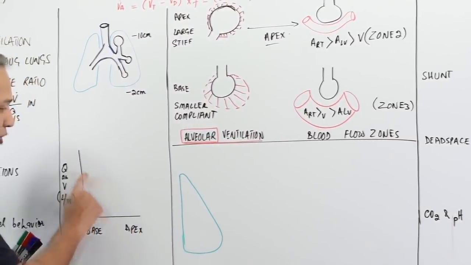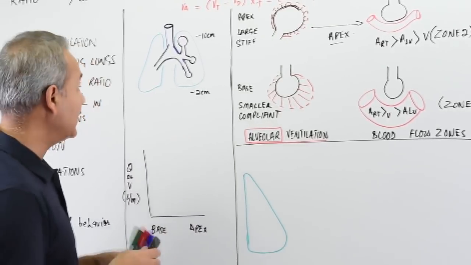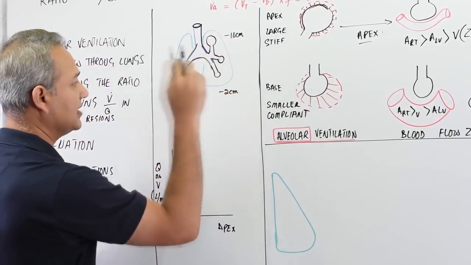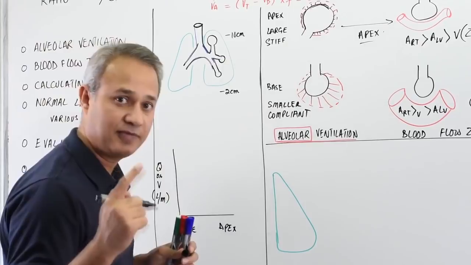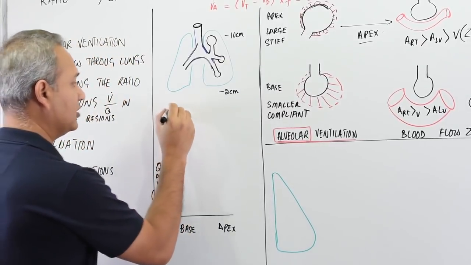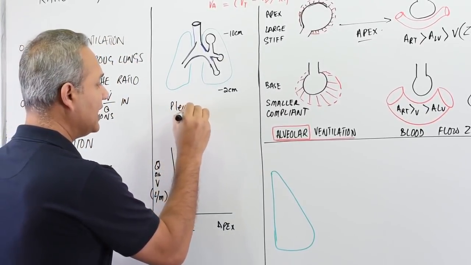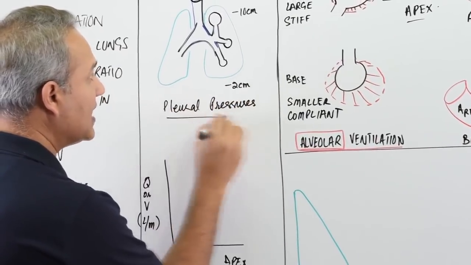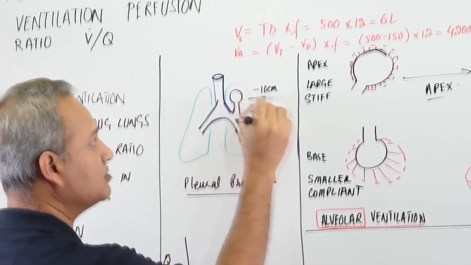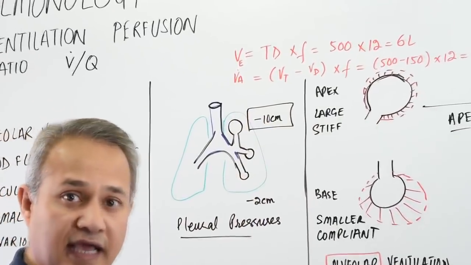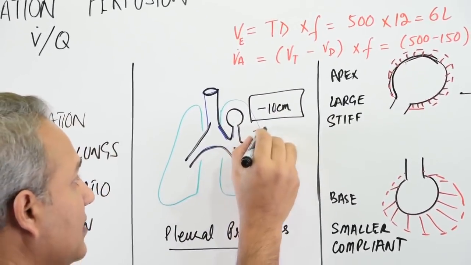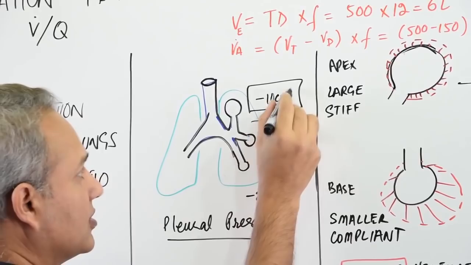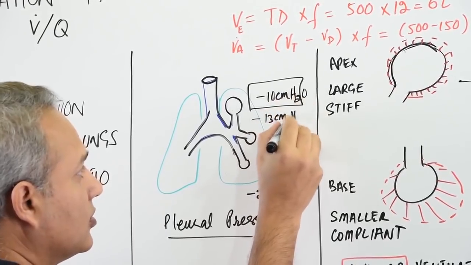Can I then plot these two over here, and can I say that compared to apex and base, and one more thing for the apex and base, the pleural pressures, if we look at those as well, at the apex the pleural pressure is minus 10 centimeters and it rises up to minus 13 centimeters of water, H2O.